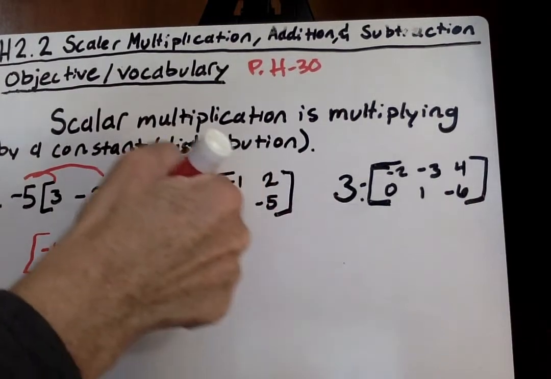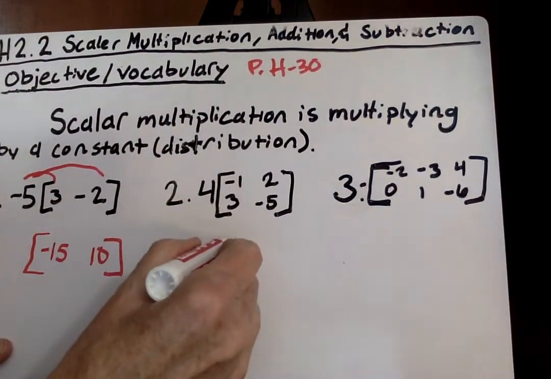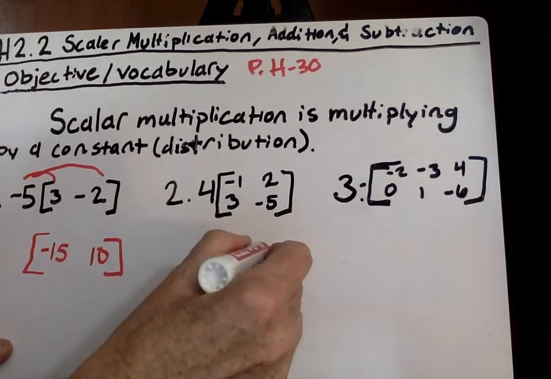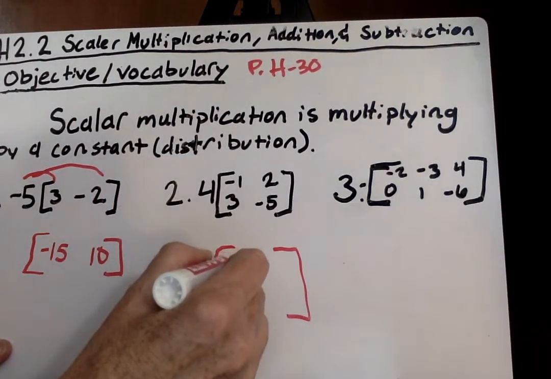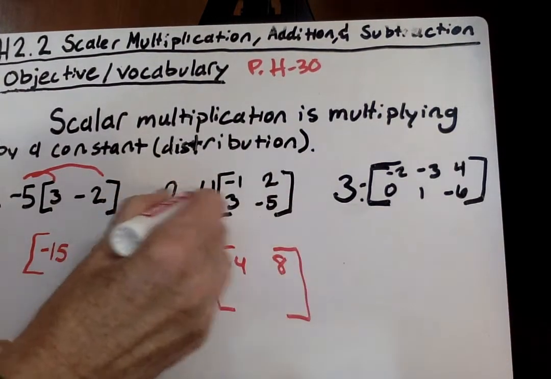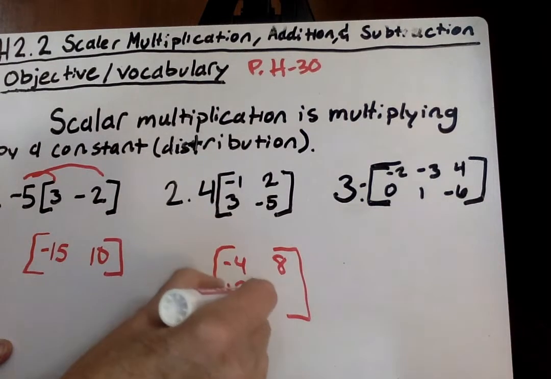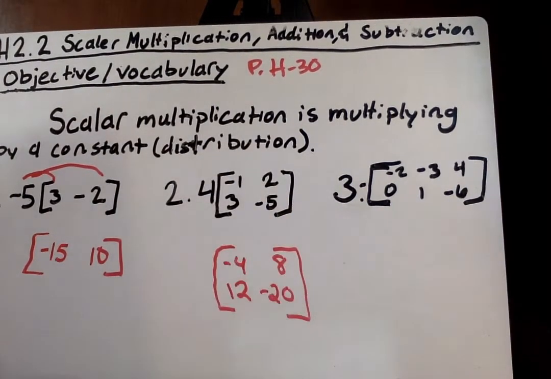All right, this next one, 4. We're going to multiply 4 by everything in there. Now, this is a 2 by 2, so we'll end up with a 2 by 2. 4 times -1, -4. 4 times 2 is 8. 4 times 3 is 12. And 4 times -5, -20. And we're done with that.